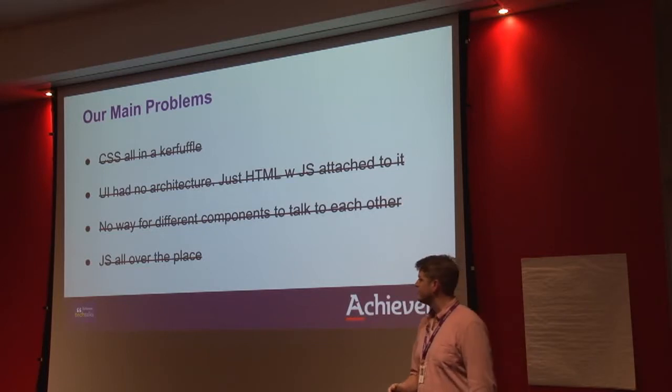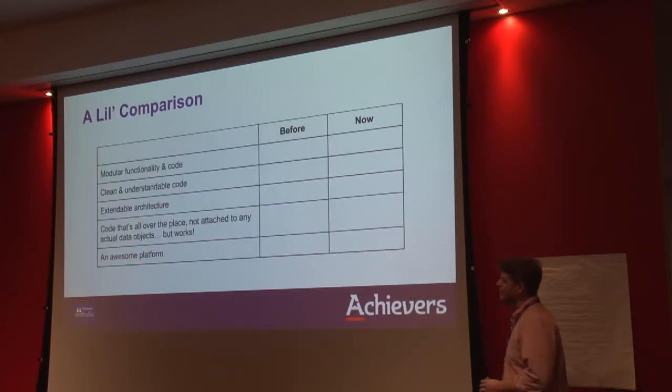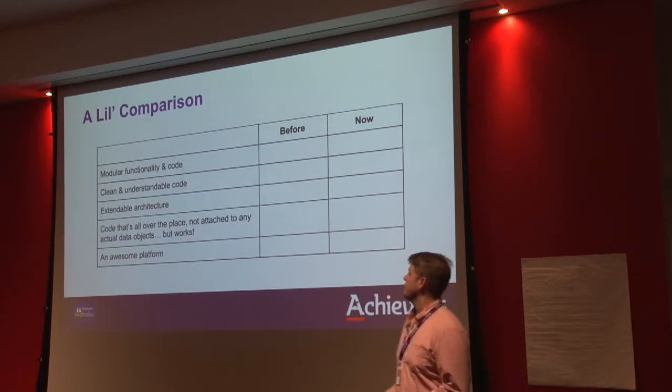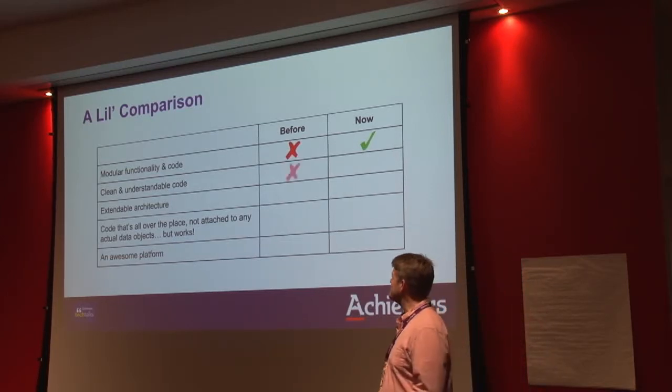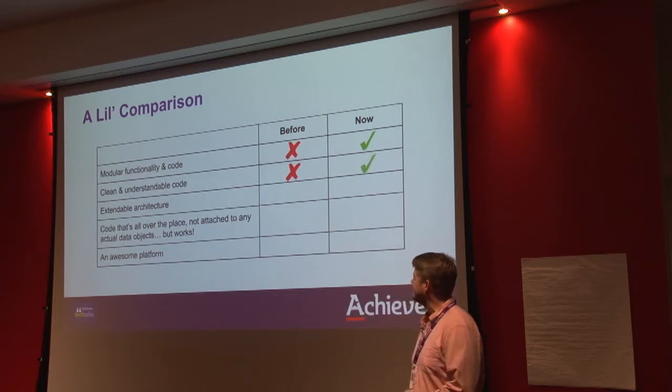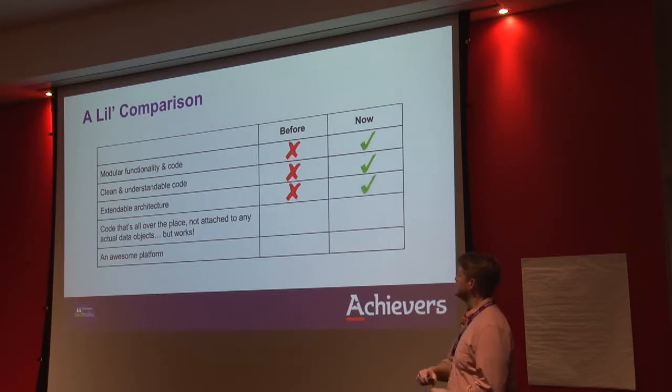It was great. Cool. So let's have a little comparison. Modular functionality in code. Before, not so much. Now, yeah, good job. Clean and understandable code. It's questionable. We'll say X. Now, yep. An extendable architecture. Before, definitely not. Now, yes.